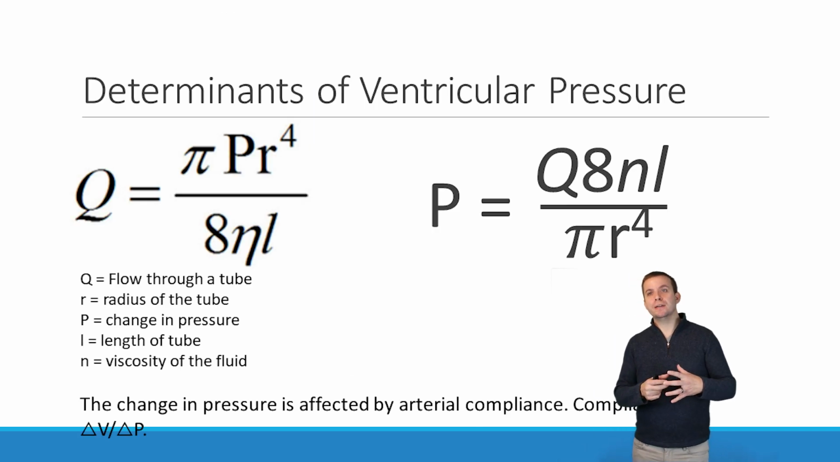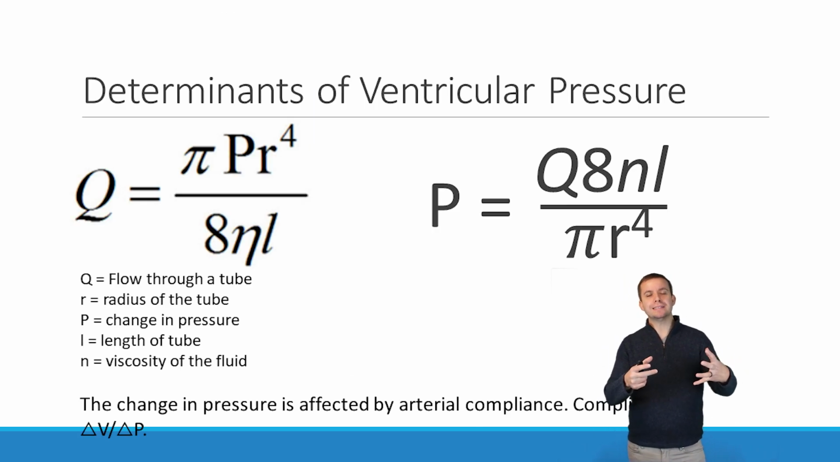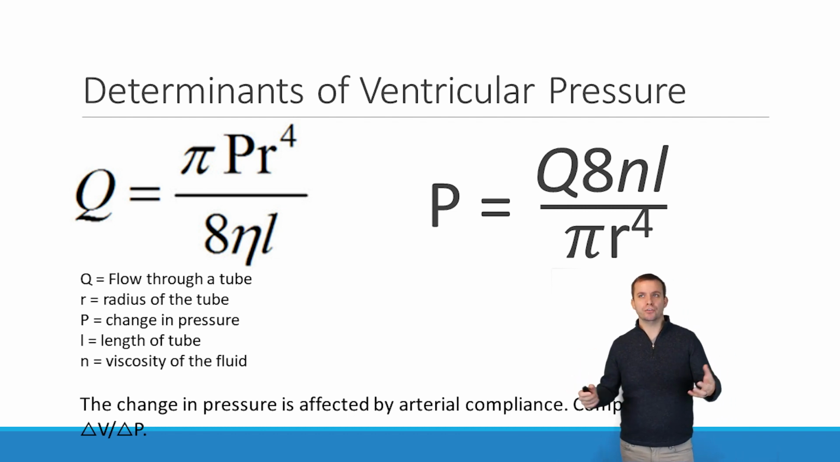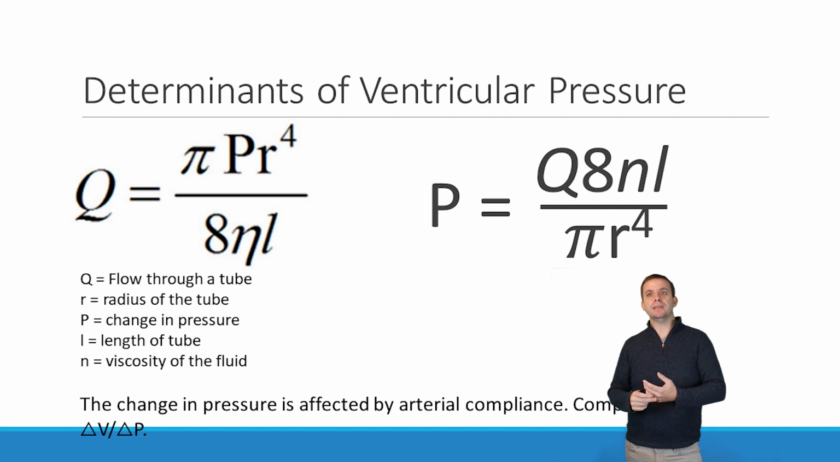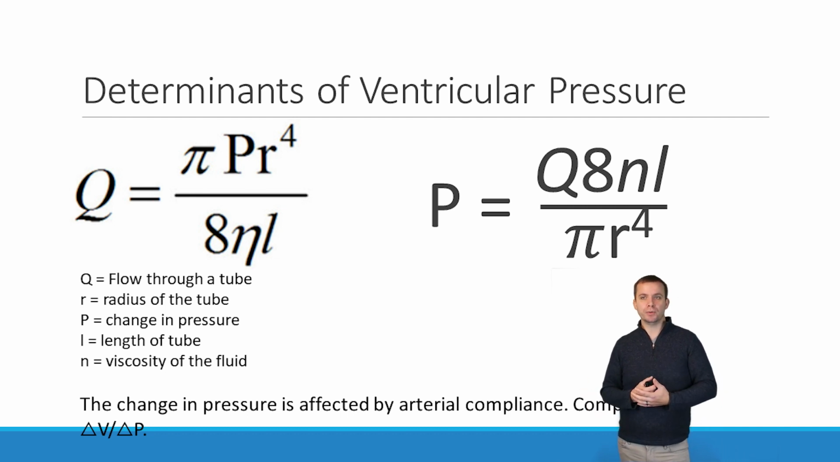The determinants of that ventricular pressure, like what decides that ventricular pressure is 100 or whatever value it is, are also going to be dependent on your arterial system. The determination of your arterial system is going to be this equation, right? The one that people are familiar with, where you have pi times your change in pressure times your radius to the 4th, divided by 8 times the viscosity of the fluid times the length of the tube. This will be what affects your flow.